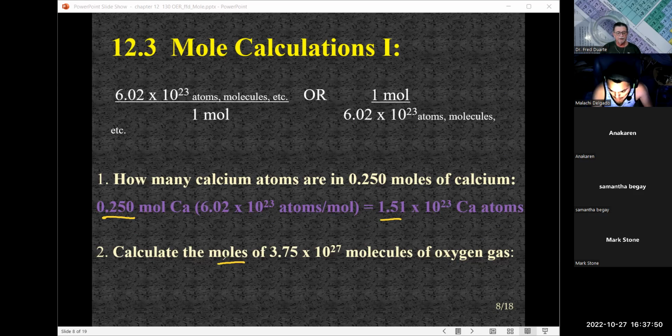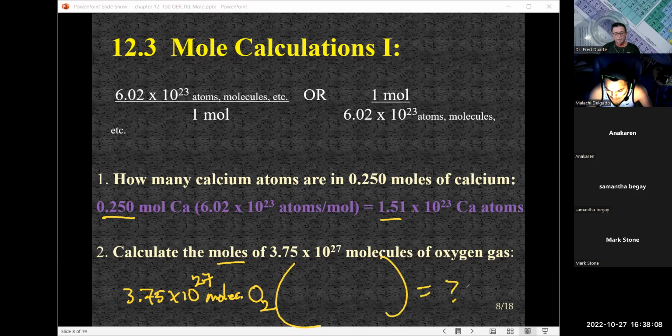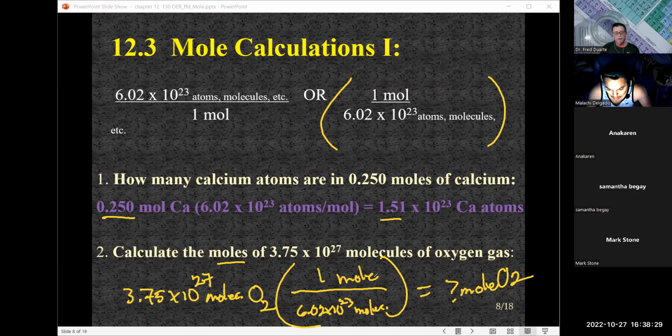All right, in this particular example, they're asking you to calculate the number of moles if I have 3.75 times 10 to the 27 molecules of oxygen gas, all right? And I need to know how many moles that represents of O2. Okay, well, that means that I need Avogadro's number in this format with a 6.02 times 10 to the 23rd molecules per mole. The mole in the numerator, Avogadro's number in the denominator. Okay, molecules cancel with O2, leaving me with units of moles, which is what the question asks for.